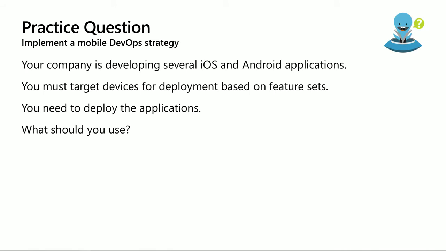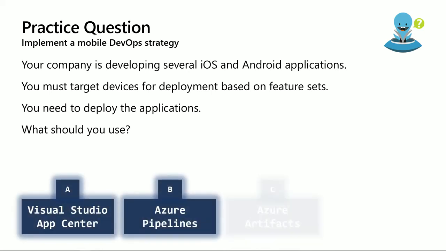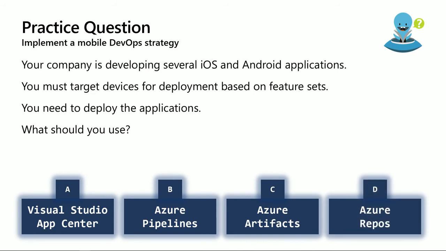All right, so here's an example question that you would see for mobile DevOps strategy. In this case, it says your company is developing several iOS and Android apps. You must target devices for deployment based on feature sets. You need to deploy the applications. What should you use? Pipelines, artifacts, repos, or Visual Studio App Center?